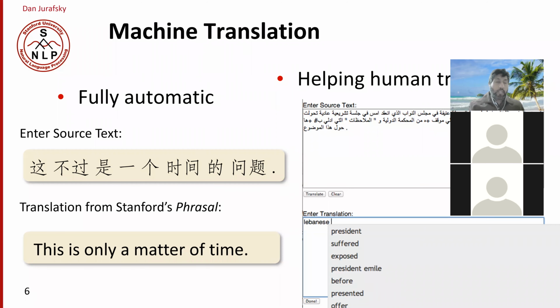So Google Translate does a tremendously good job for tons of languages. It also understands Urdu as well. So machine translation is now, I would say, a very polished application of NLP, which is now in common use by everyone.